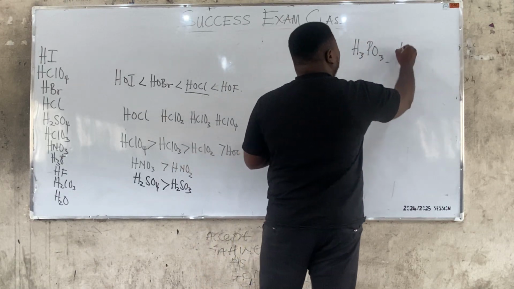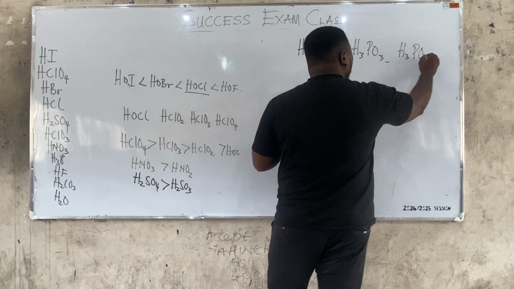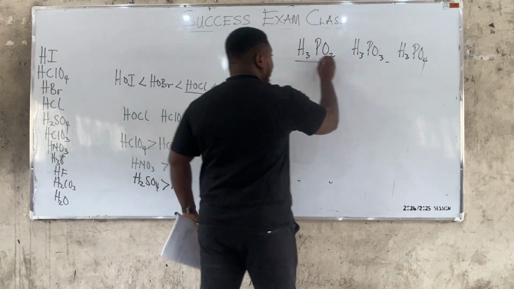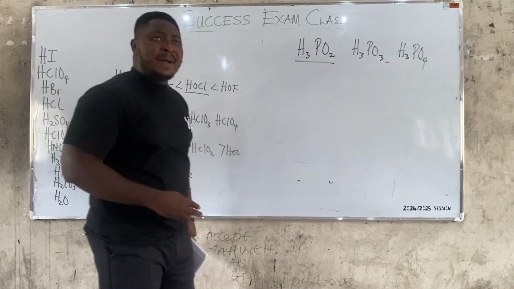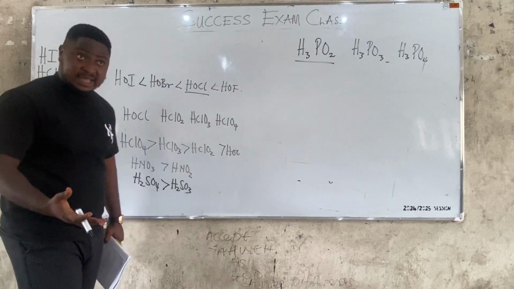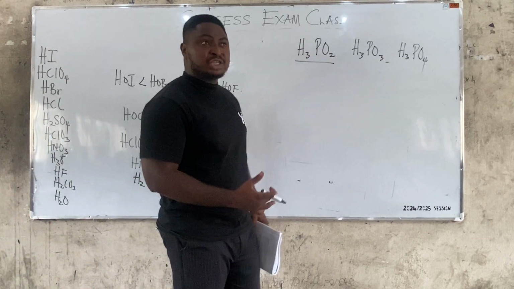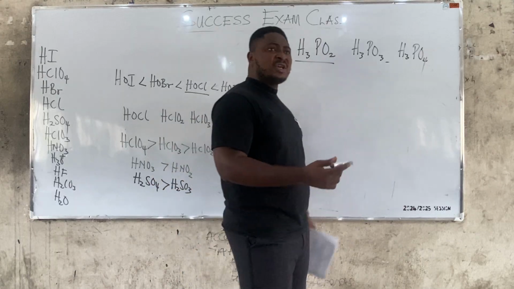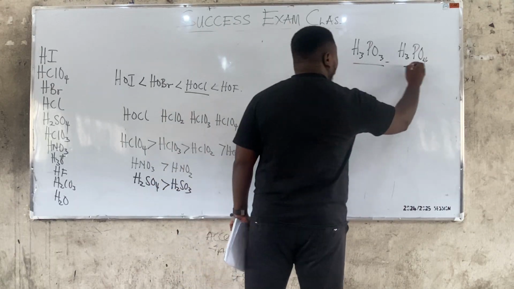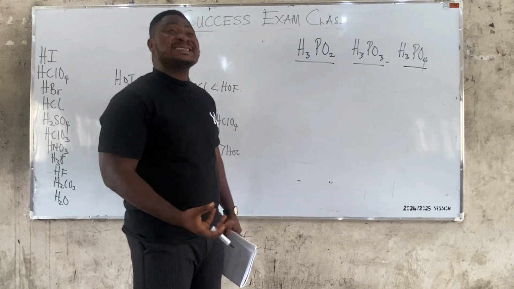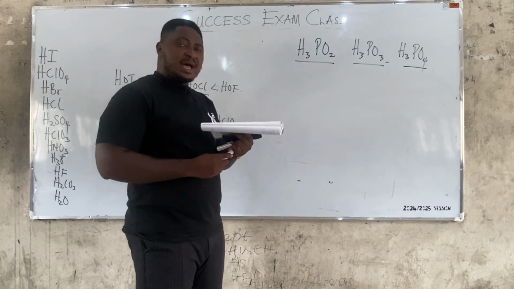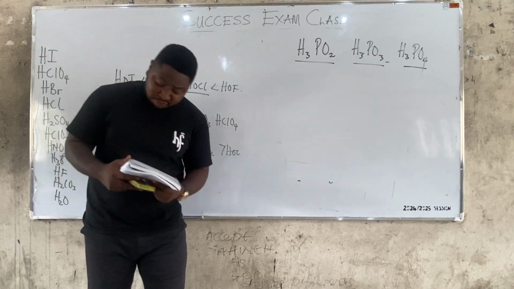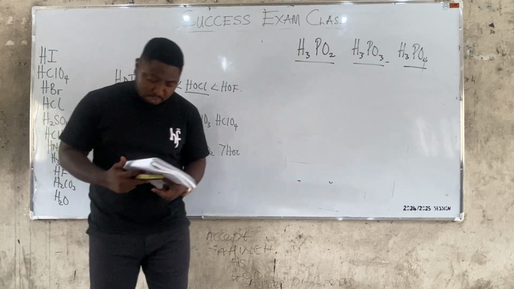H3PO3, and H3PO4. Based on what I just told you now, which is the strongest? H3PO2. So this one does not follow the rule. Normally, the person that has more oxygen should be stronger, but this one does not follow the rule. Only phosphorus containing oxo acids don't follow the rule. So as the oxygen is increasing, the acid strength is reducing.